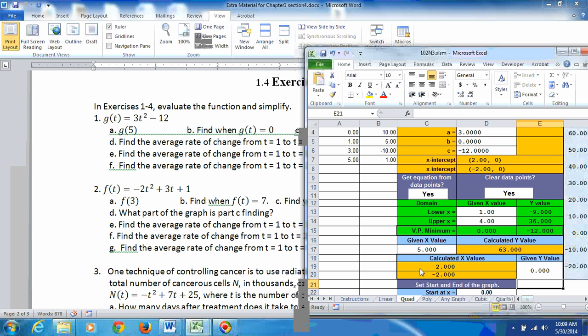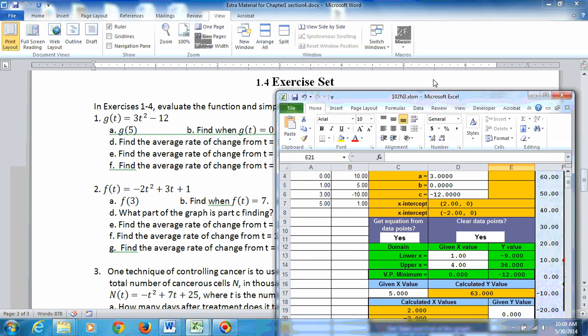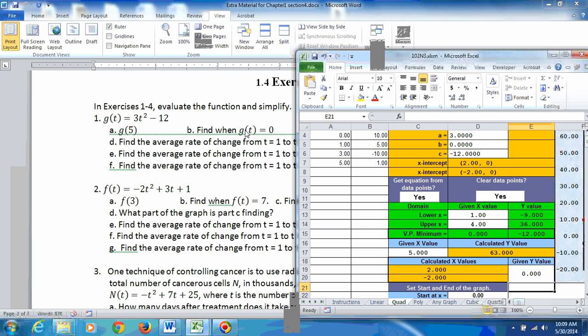Now, on part C, it says, what part of the graph is part B finding? Well, part B, you're letting y equal 0, and when you let y equal 0, you're getting the x-intercepts. And if you look up here, you can see that the x-intercepts are 2 and negative 2. So that's what that one's finding.